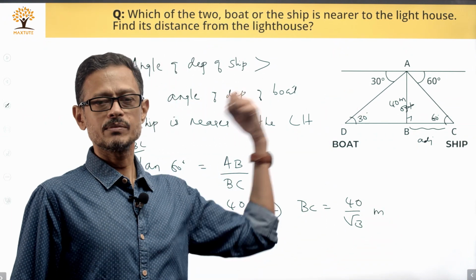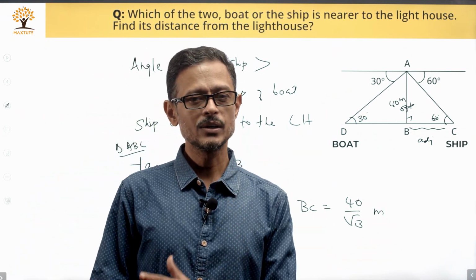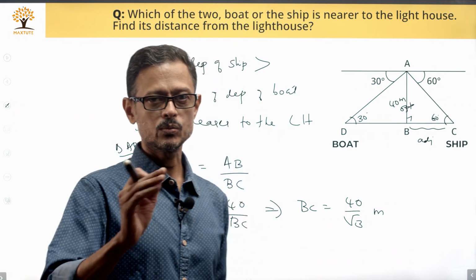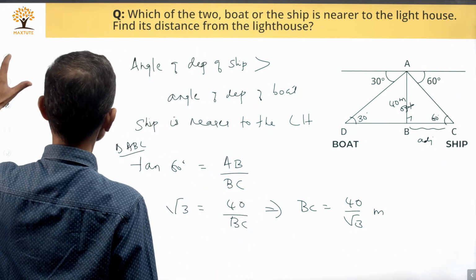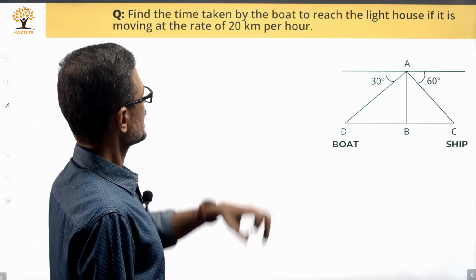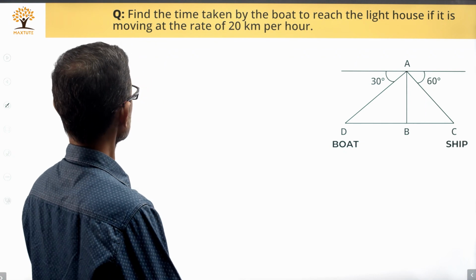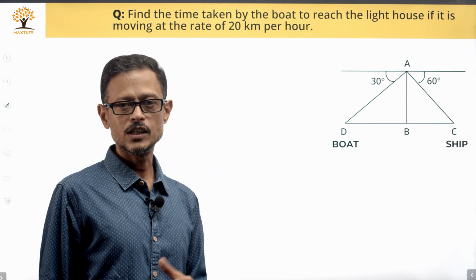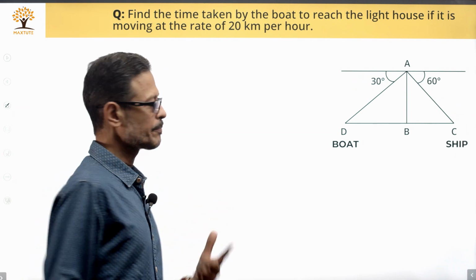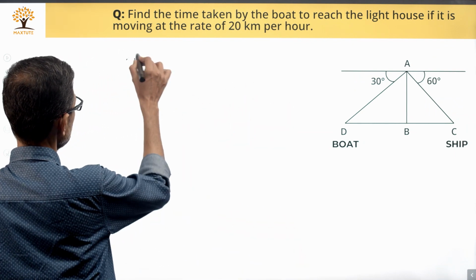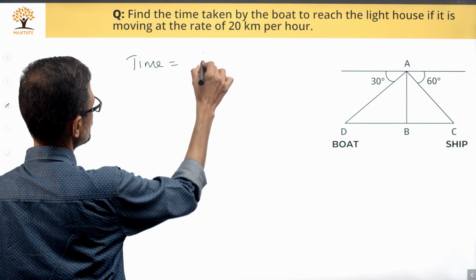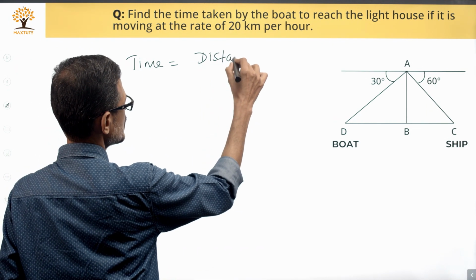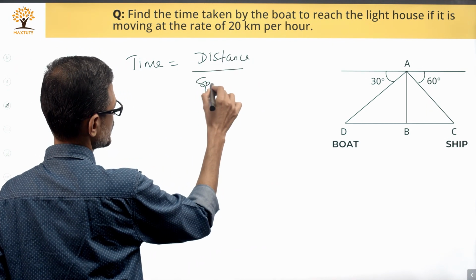So how far from the tower is the ship? The ship is 40 by root 3 meters from the tower, right? Part 1 done. Move on to part 2. Find the time taken by the boat to reach the lighthouse if it is moving at the rate of 20 kilometers per hour. We need to find out the time. We know the speed. Time is computed as follows. Time is equal to distance divided by speed.